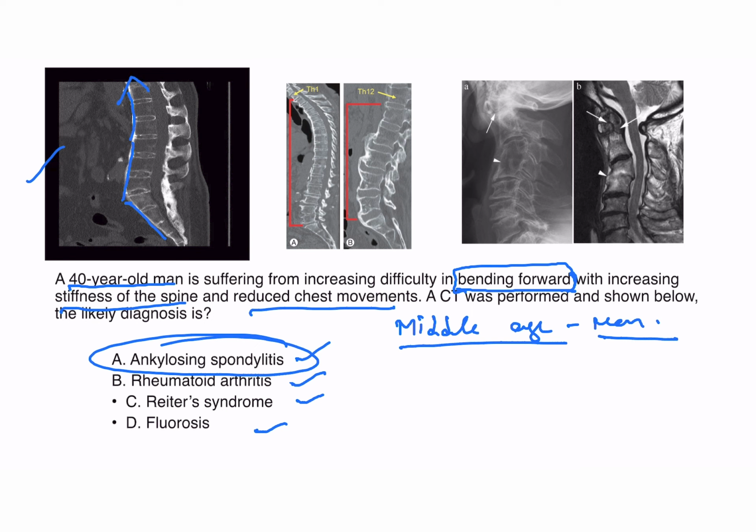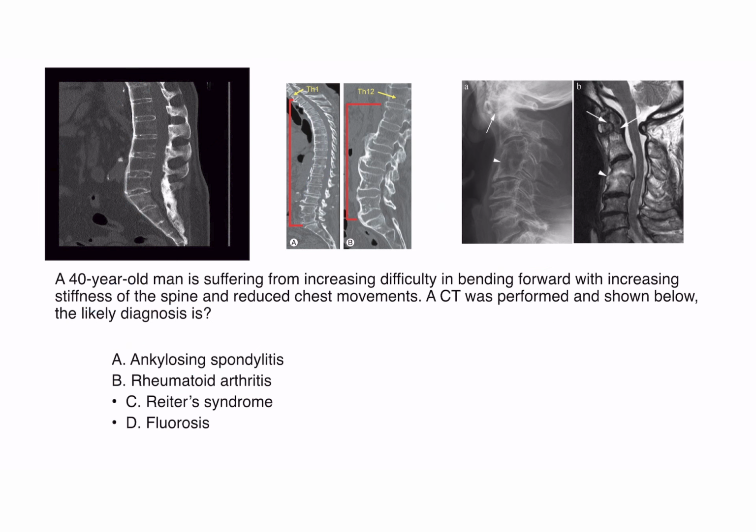Ankylosing spondylitis. If at all they wanted rheumatoid arthritis as an answer, then they would have given this picture to you, right? Because rheumatoid arthritis usually affects the cervical spine, C-spine, rather than lumbar, thoracic, or sacroiliac joint. So I don't think they are expecting rheumatoid arthritis as an answer. Fluorosis usually causes thickening of the longitudinal ligaments, calcification and things like that. But it's very uncommon. And given reduced chest movement and stiffness of spine, I would think more of ankylosing spondylitis than any of the other options.